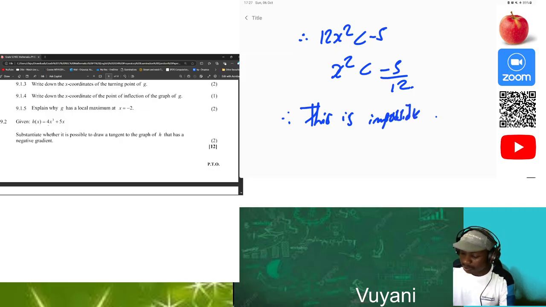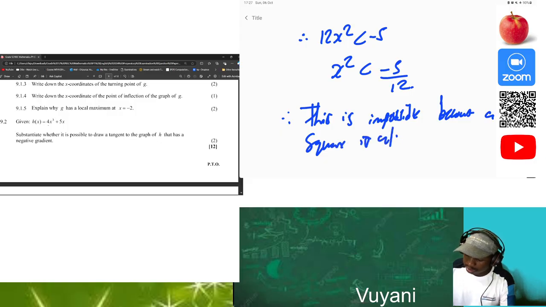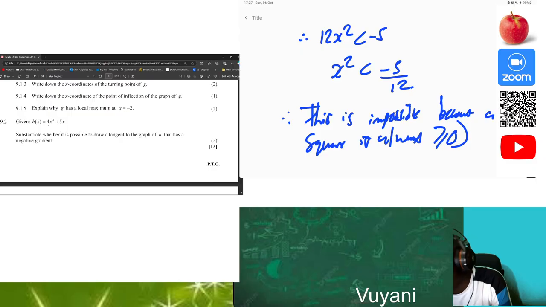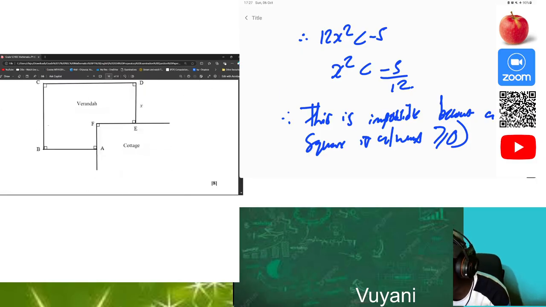This will be impossible for a square. This is impossible because a square is always greater or equal to 0. So now you have the 12 marks, you have the 15 marks. What else do you want? You already have 27 marks in the pocket with you.